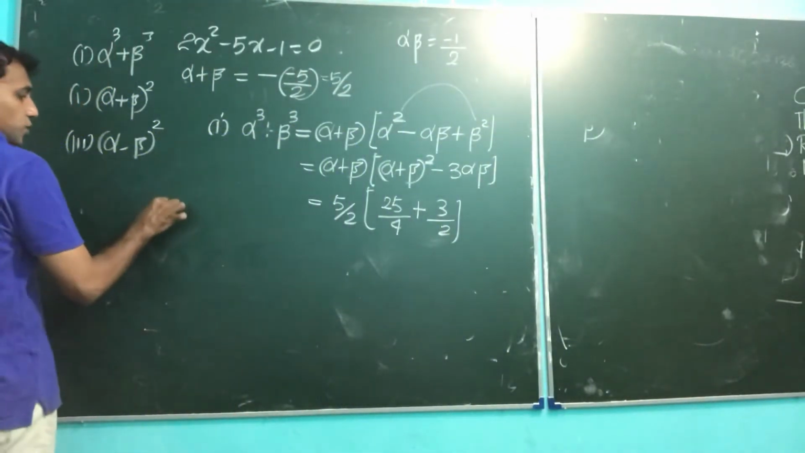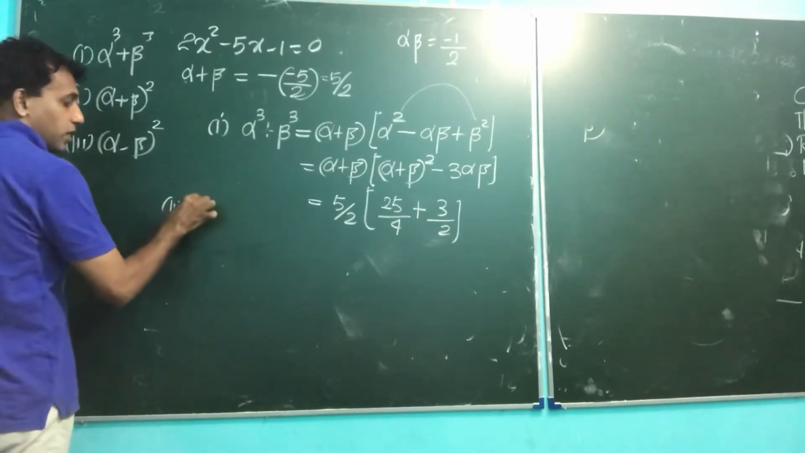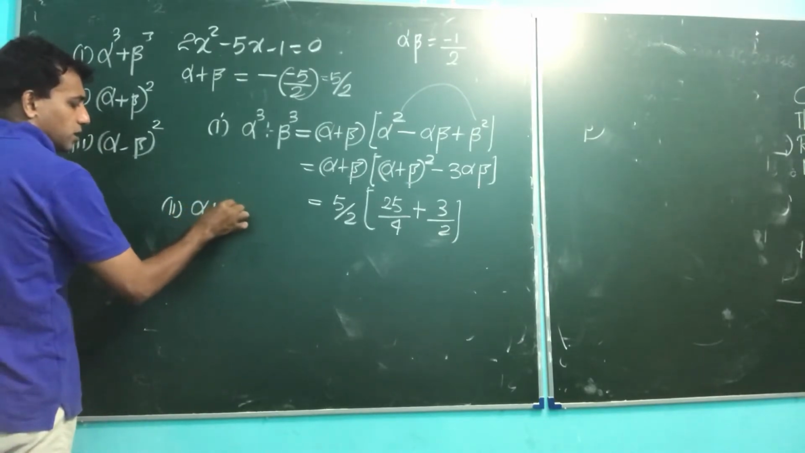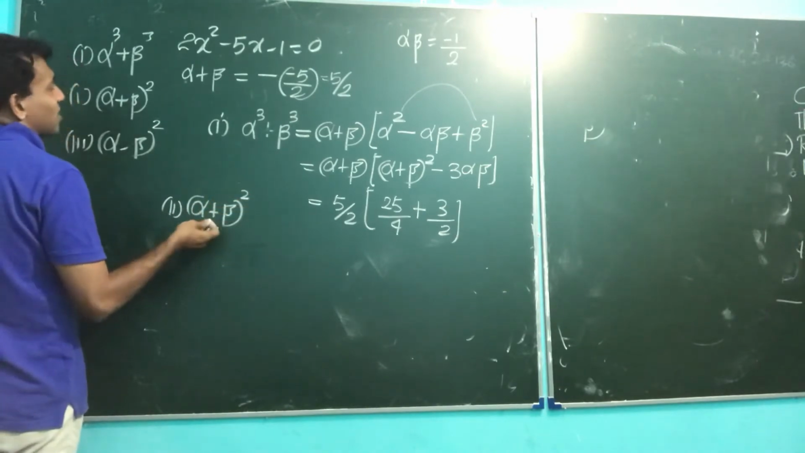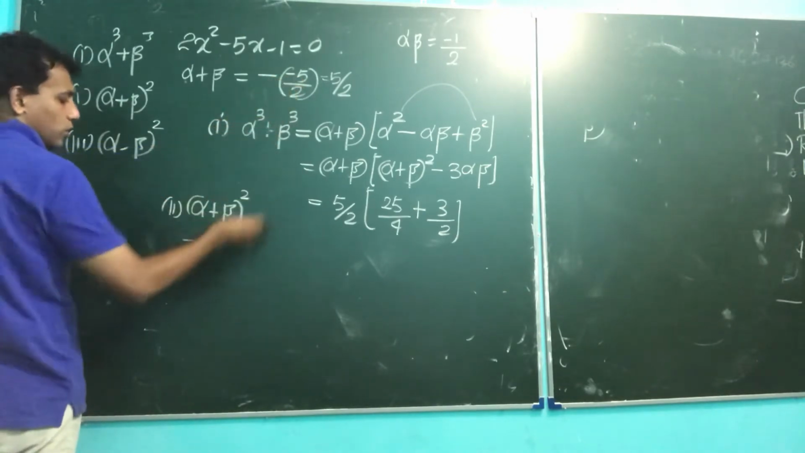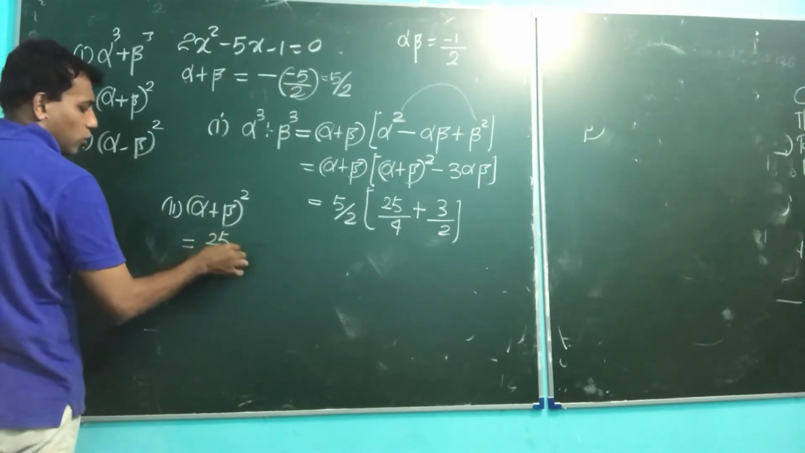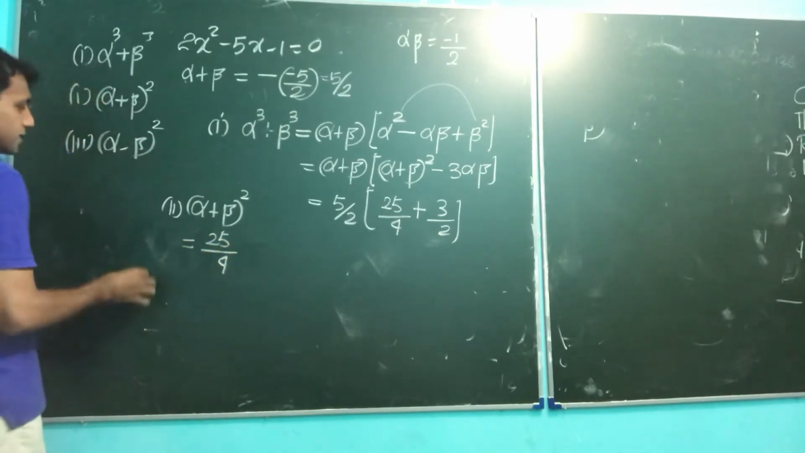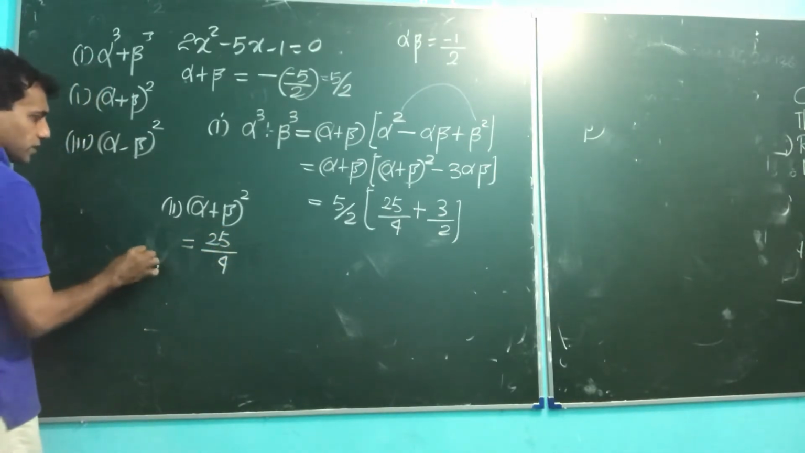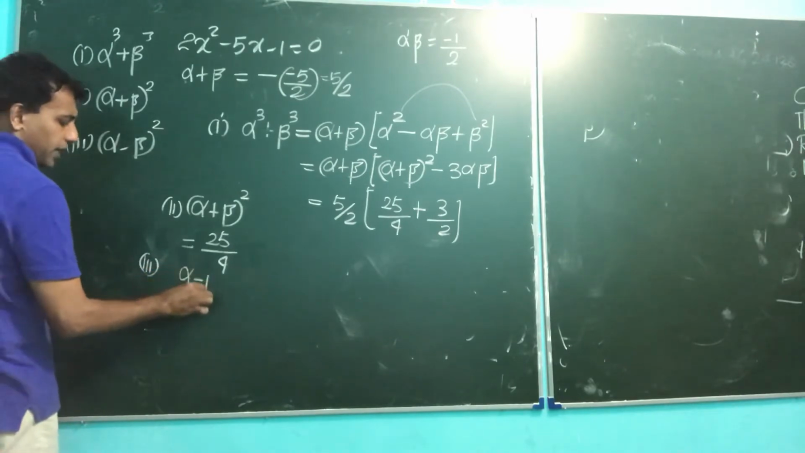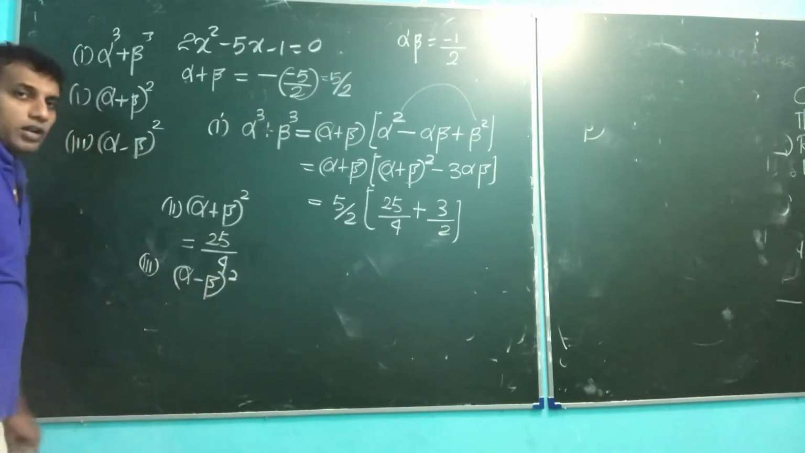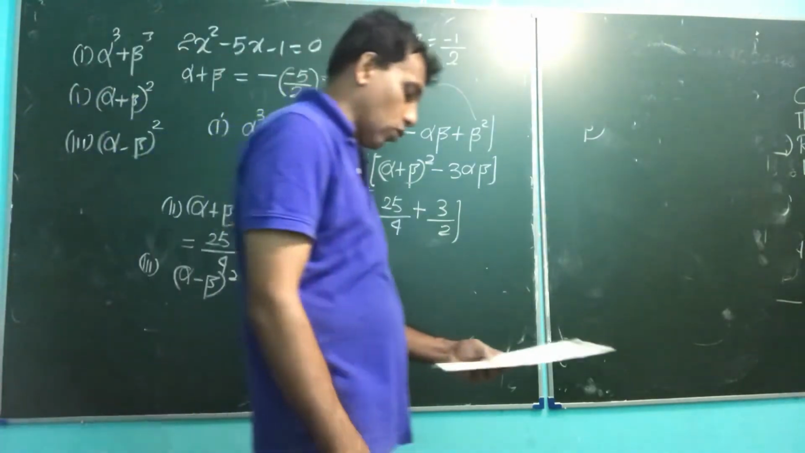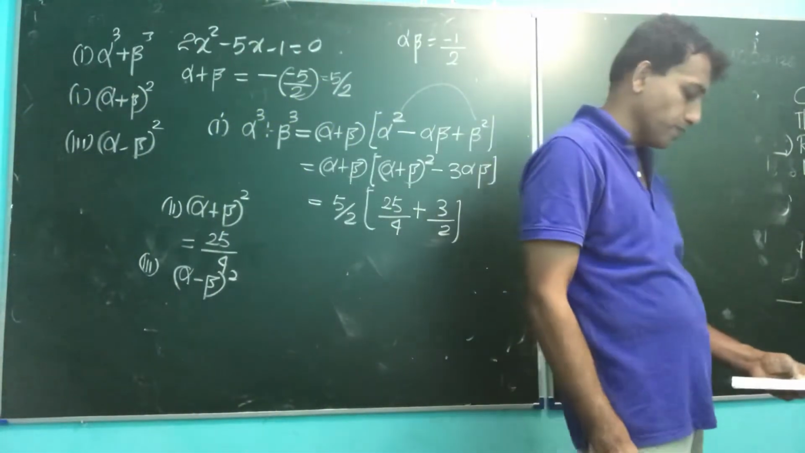The second question, alpha plus beta completely square. It's simple, right? Alpha plus beta is what? 5/2, therefore 25/4. What is the third question? What is the answer? Alpha minus beta all things square.